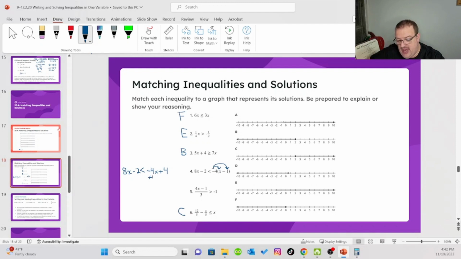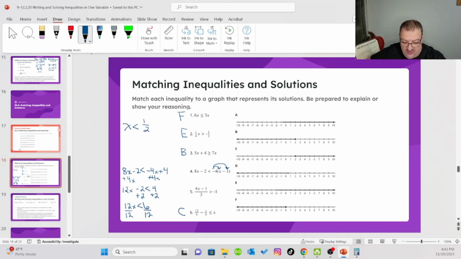Now I'm going to add 4x to both sides. That gives me 12x minus 2 is less than 4. I'm going to add 2 to both sides, and I have 12x is less than 6. And now I'm going to divide both sides by 12, and I get x is less than 1/2.